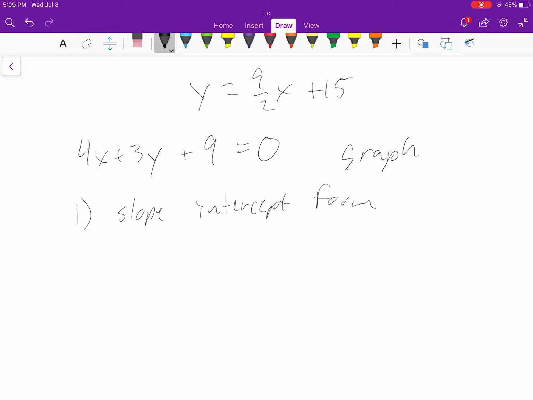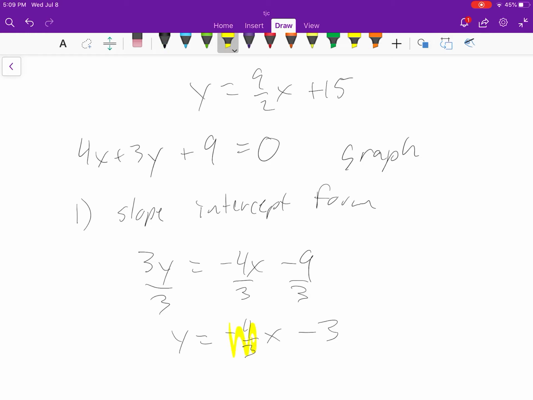So the slope-intercept form is we need to first rewrite this equation into the slope-intercept form. So we need to solve for y. So we're going to move the 4x and the 9 over. So you're going to end up with 3y equals negative 4x minus 9. Then I'm going to divide both sides by 3, just like we did last time. And we end up with an equation in the slope-intercept form, where here's the slope, and here's the y-intercept. Okay? Now, once we have it in this form, we can use this to graph.